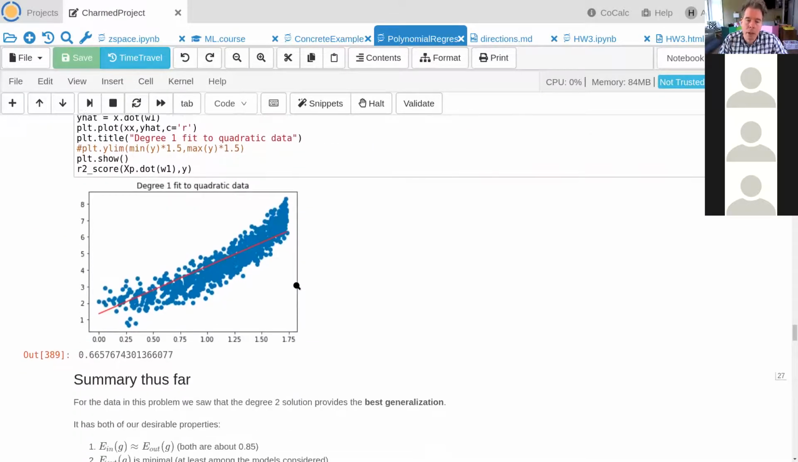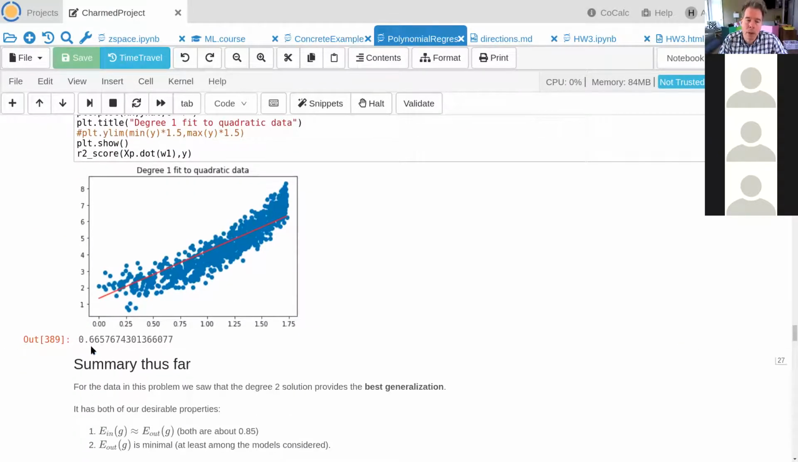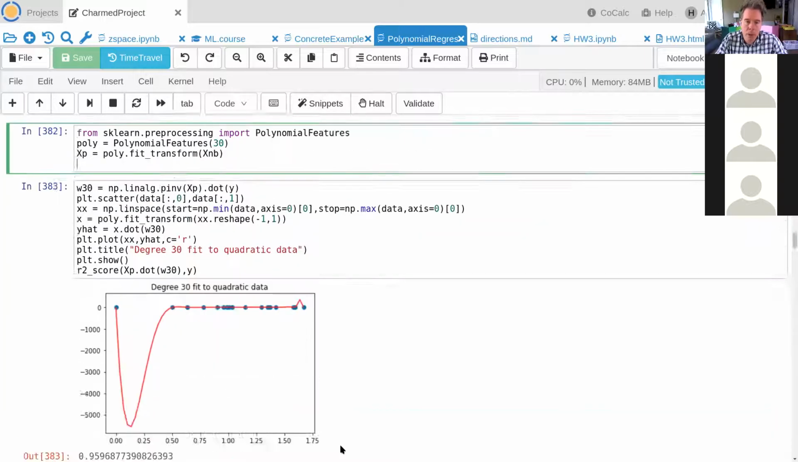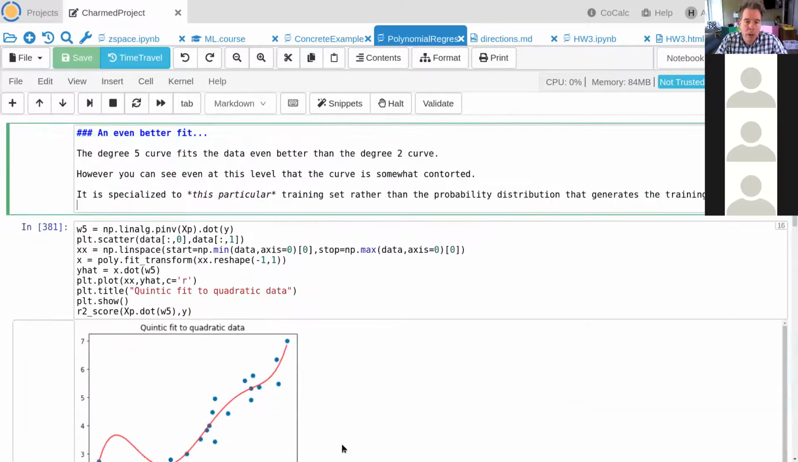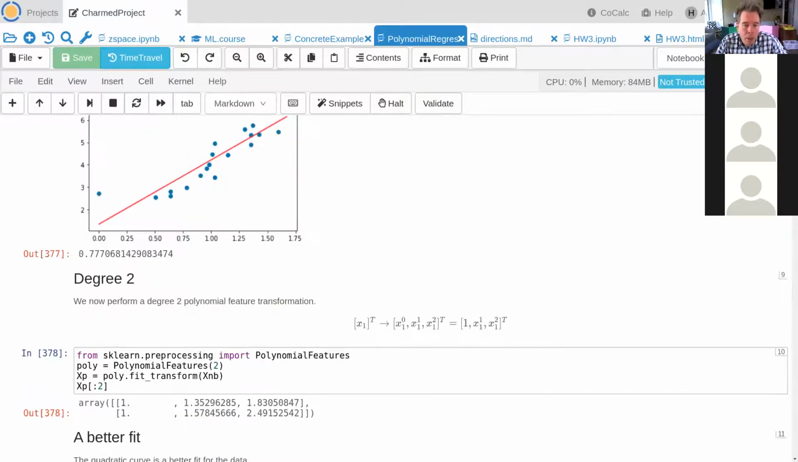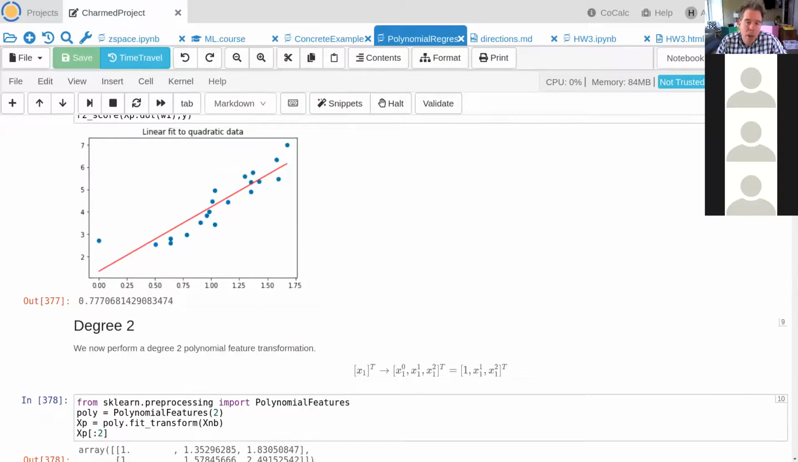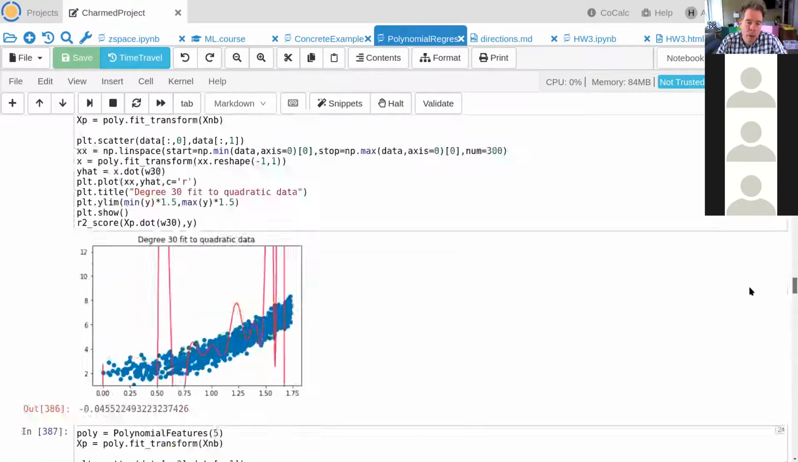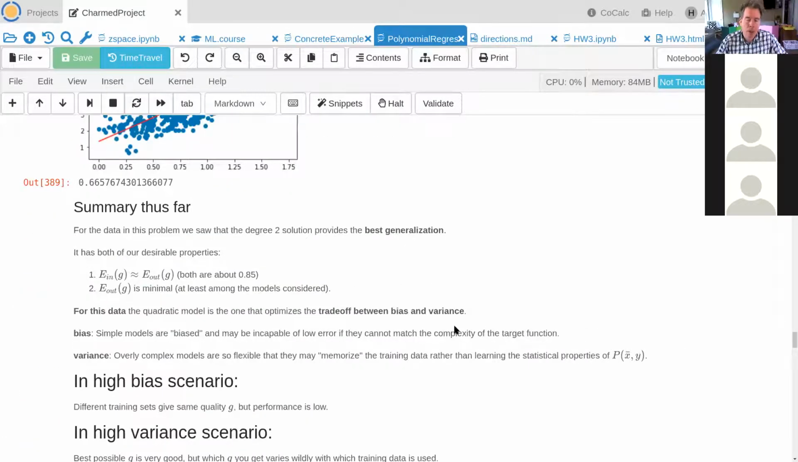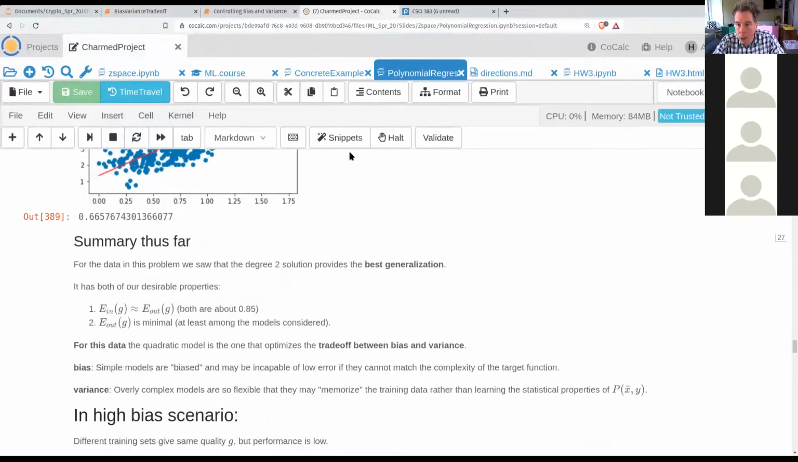And here's the line. So the line is 0.665, and that's probably very similar to its in-sample error too. I forgot what that was. What was the in-sample error for the line? Oh, it's 0.77. Okay, so even for the line, it went down quite a bit. Okay. All right.